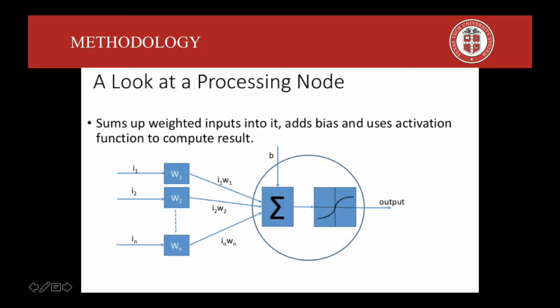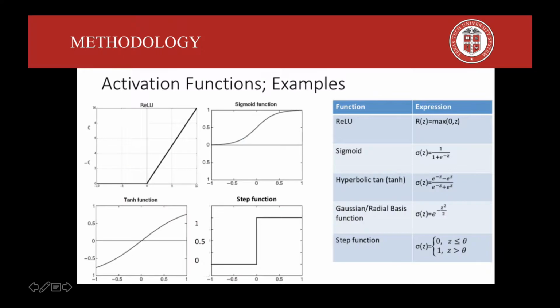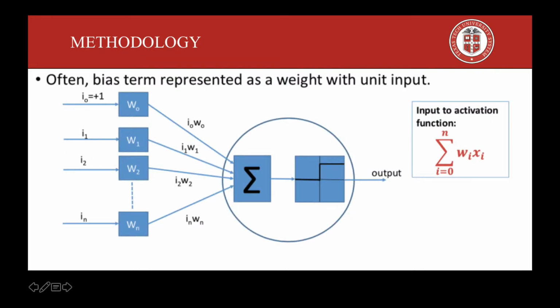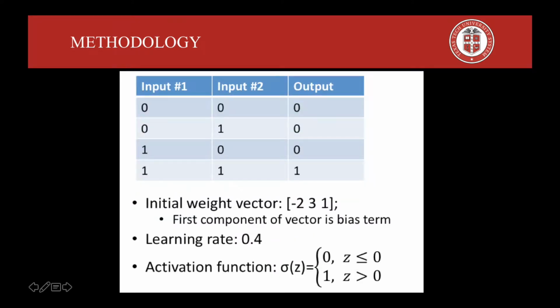This neuron takes three inputs: data, weights, and bias. It sums up the weighted inputs, adds the bias, and uses an activation function to compute the result. Depending on the type of problem, you may have different activation functions. To simplify the calculation, the bias term is often represented as a weight with unit input. To illustrate this simple perceptron, let's get started with an example.